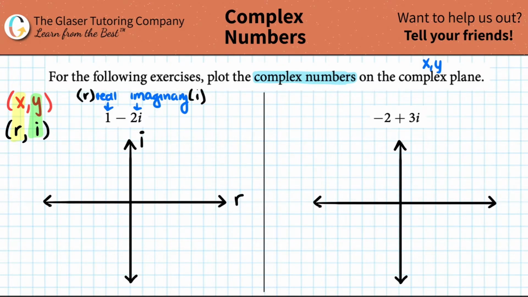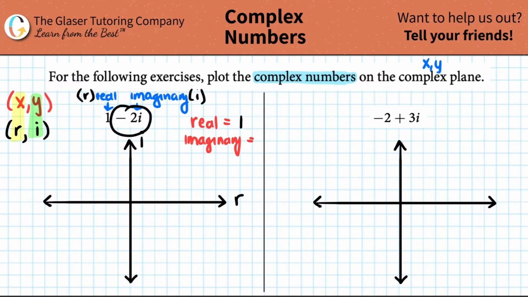Okay, so we have two values, right? We have a real value, and we have an imaginary. Can you tell me what the real number was here? It was a 1, right? Now, can you tell me if it was positive or negative? It was positive, right? They didn't say -1. They said +1. So my real number is a 1.